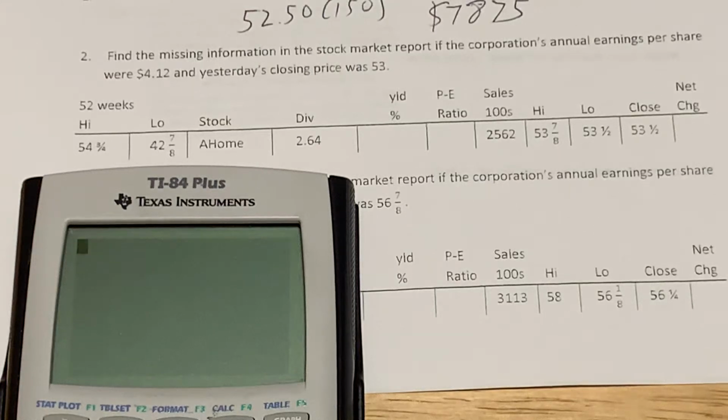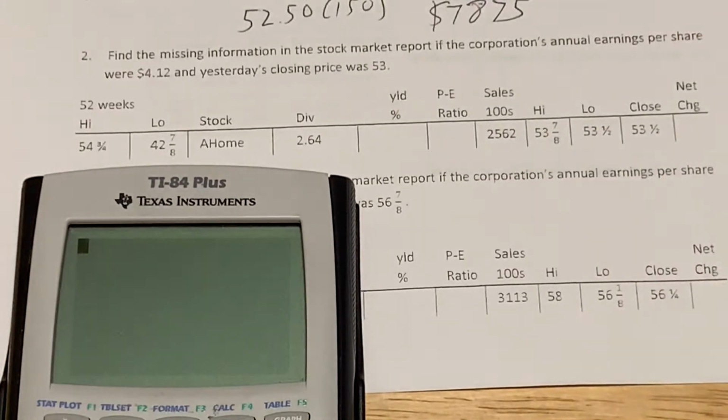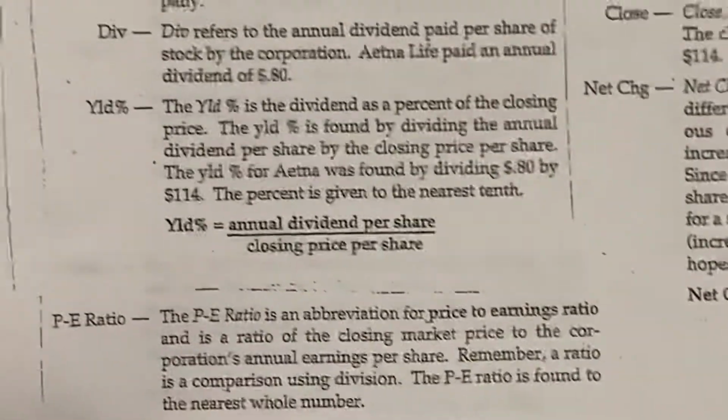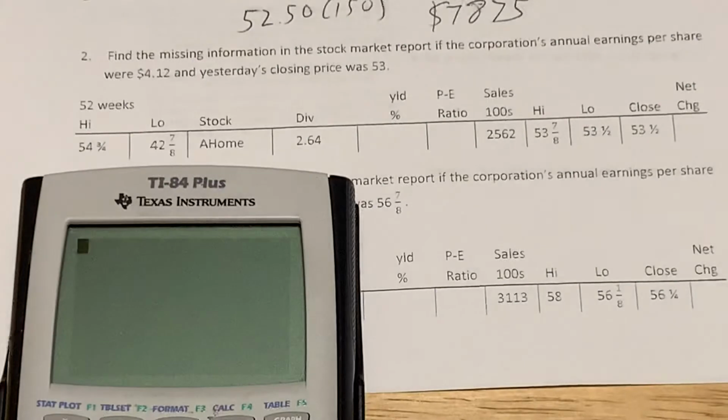Problem 2 says find the missing information in the stock market report if the corporation's annual earnings per share was $4.12 and yesterday's closing price was 53. So we look and we see we have to fill in the yield percent, the PE ratio, and the net change.